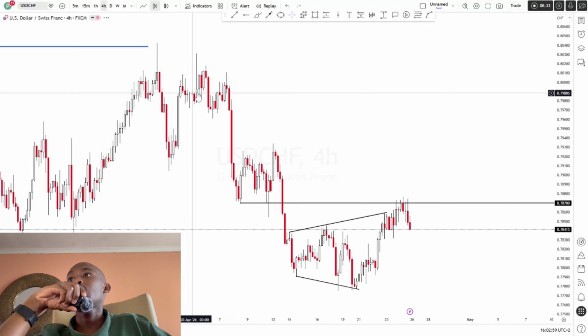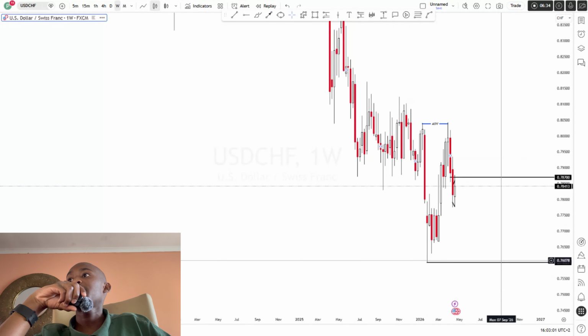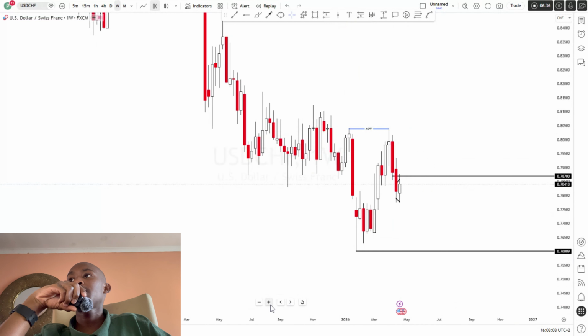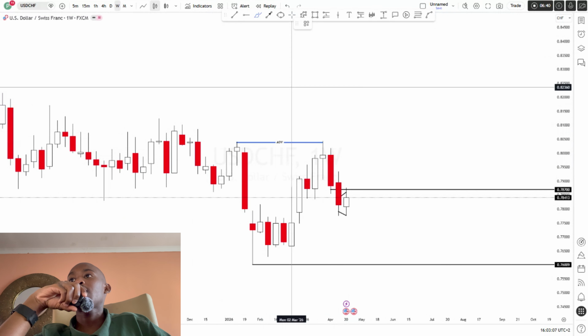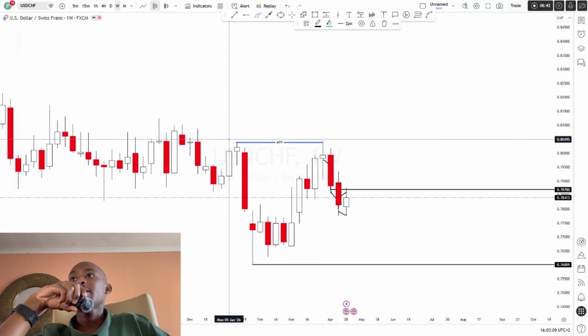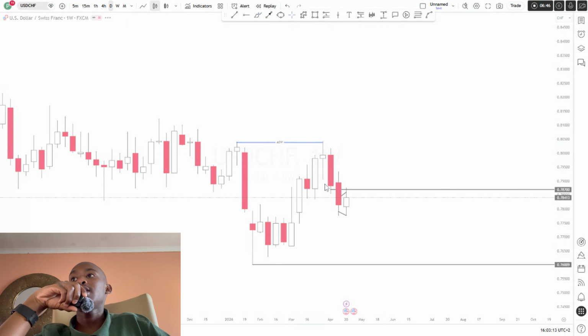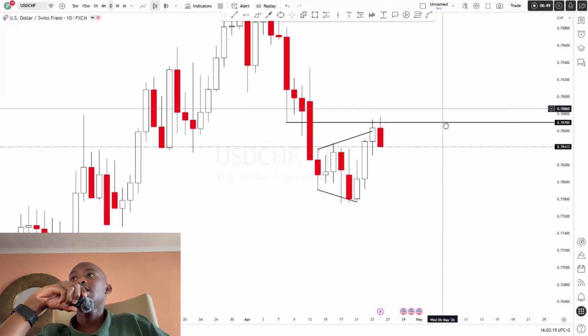The next pair, it's the dollar chef. Dollar chef, weekly time frame perspective. Nothing really much to speak about it. You could see we're in more of a follow-through kind of momentum, very responsive from these areas, right? And when you go on the daily, you're gonna see something, daily time frame perspective.